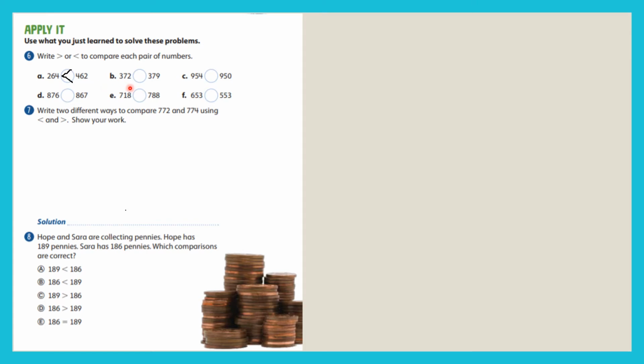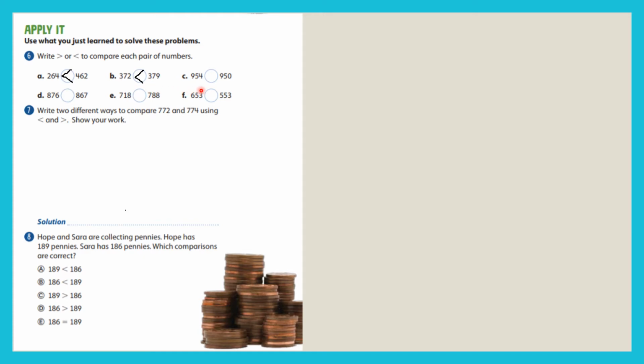Let's look at 372 and 379. I first check the hundreds. 300, 300. Then I check the tens. 7 tens, 7 tens. I check the ones. 2 ones, 9 ones. I know that 9 is greater than 2, so my alligator's mouth has to be open to the larger number. And this problem reads 372 is less than 379.